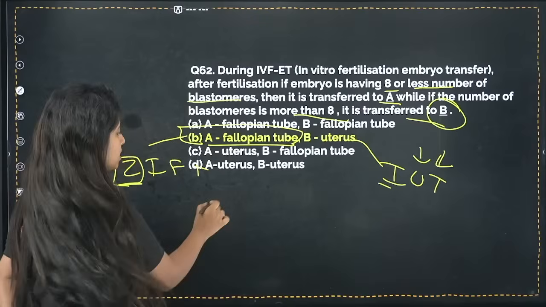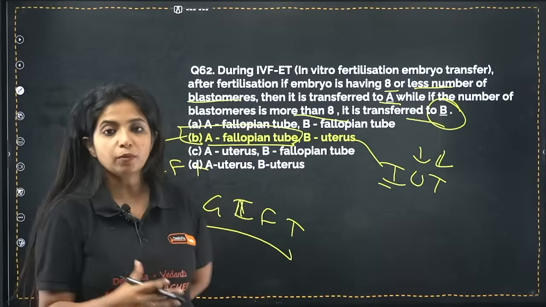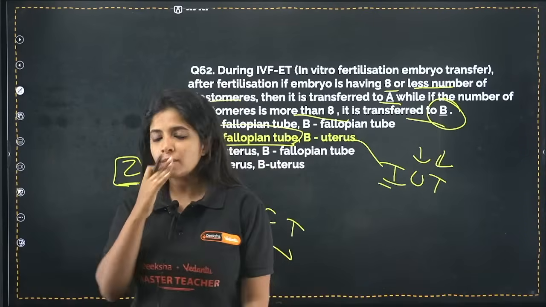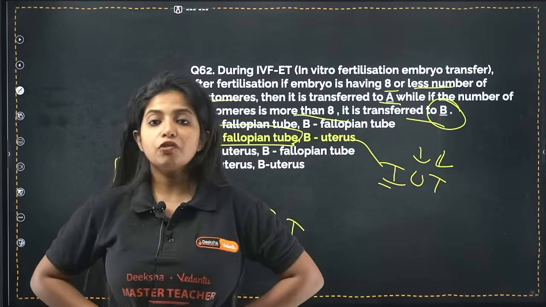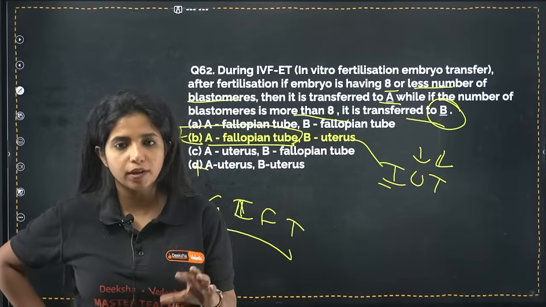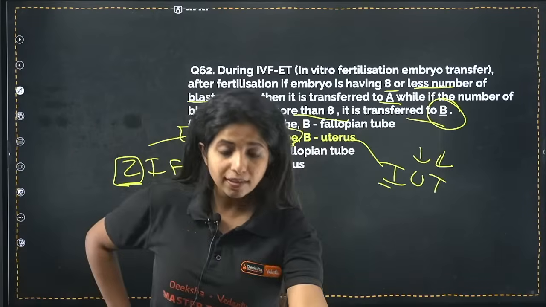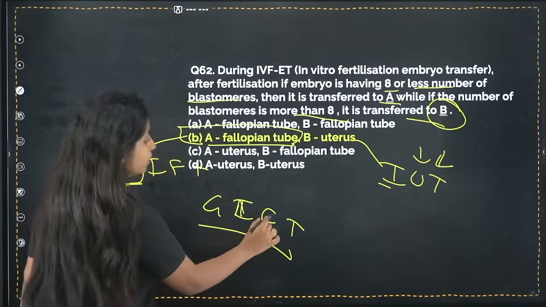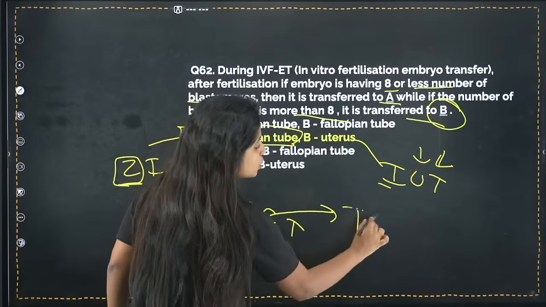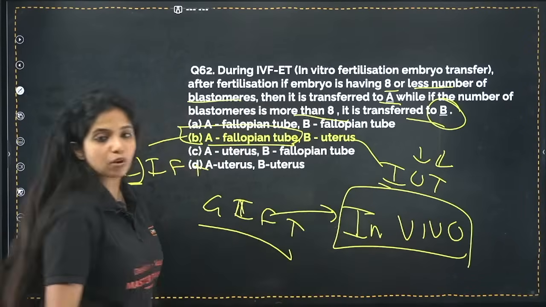Then there is gamete intrafallopian transfer, GIFT. Suppose you are not able to produce enough good quality ovum, you take it from a donor, but you are able to provide the facility for normal fertilization to occur. So you take the gamete and put it inside the fallopian tube. And in this particular case, always remember, it's not in vitro, it's in vivo. That means fertilization is going to happen inside the body.